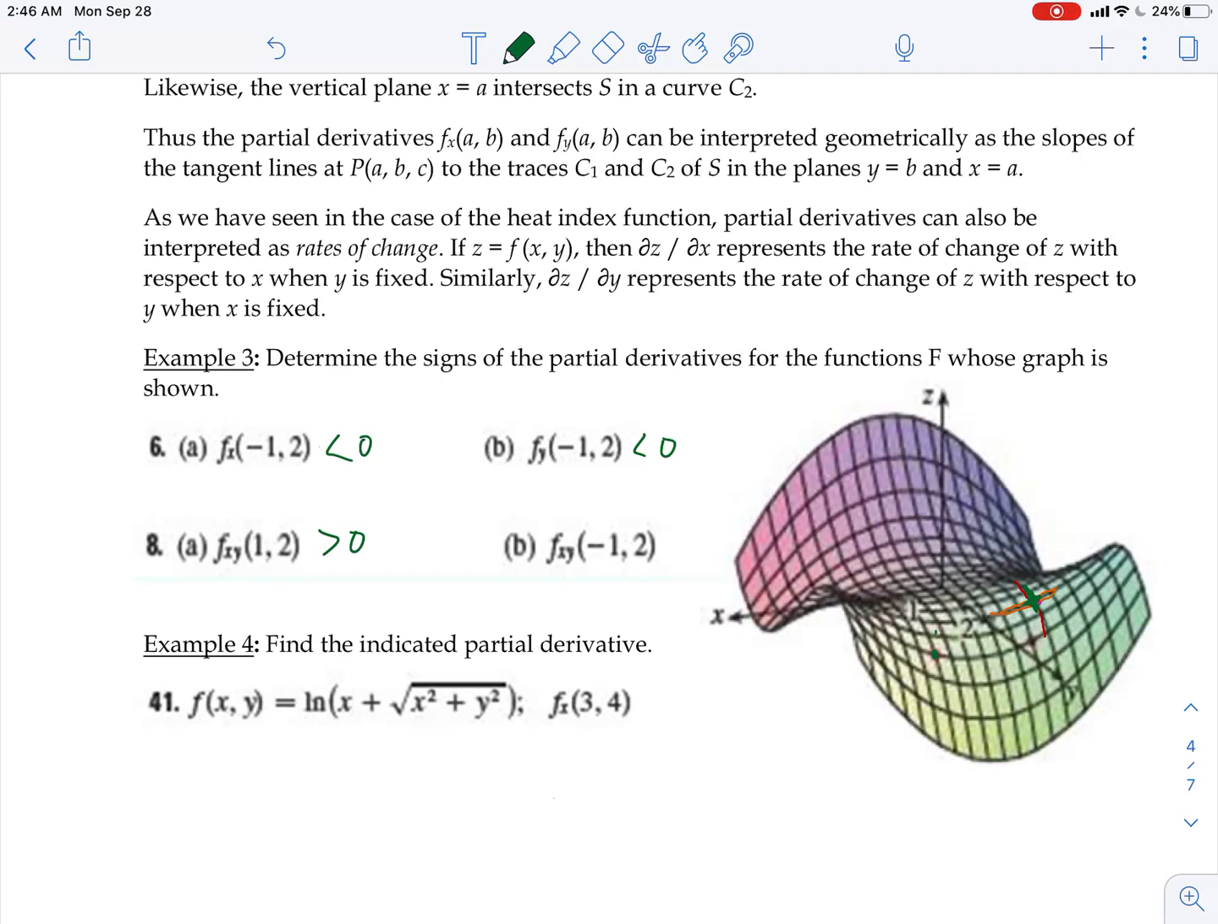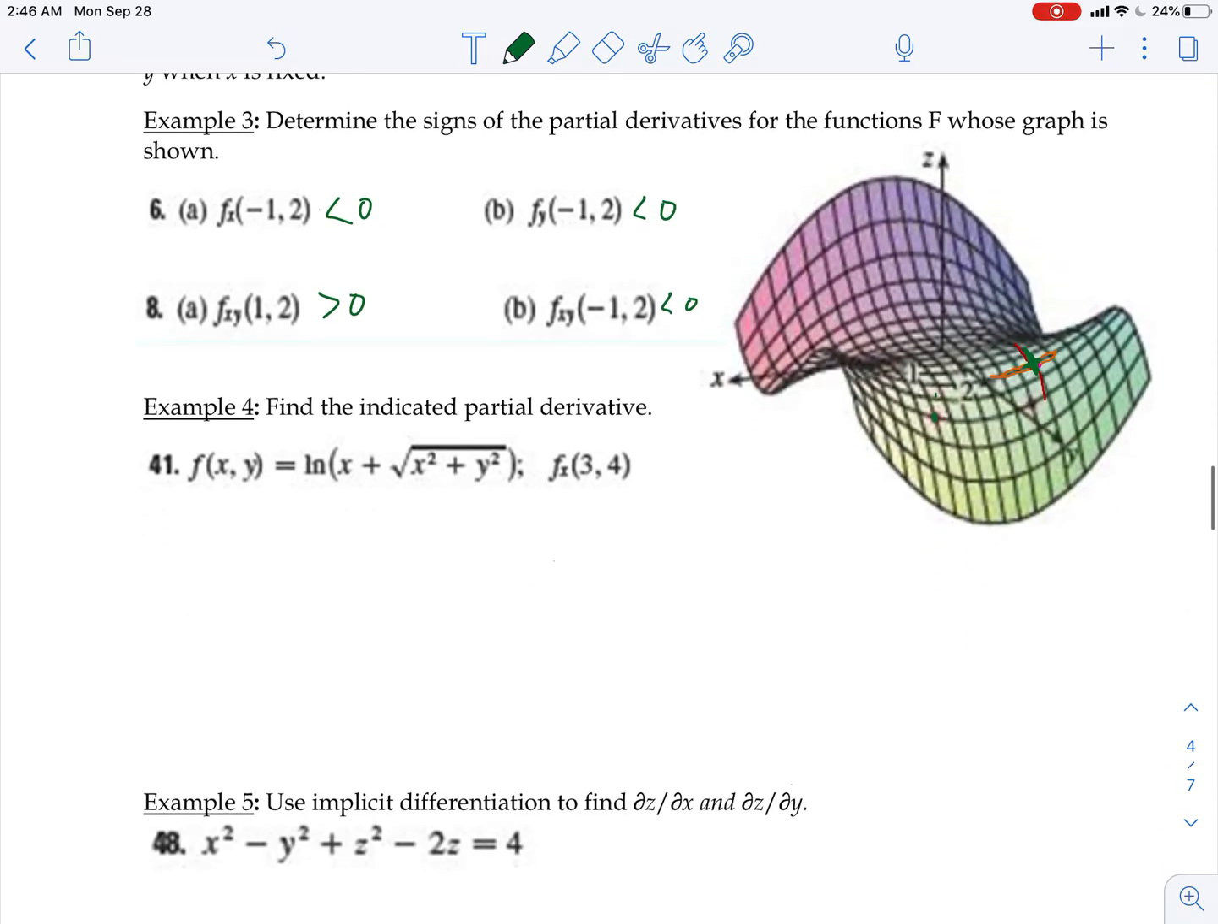For b, f sub xy at (-1, 2), our slope looks like it is decreasing for x, which we've already said it was. And as we go along y, it's continuing to decrease, so it's less than 0.